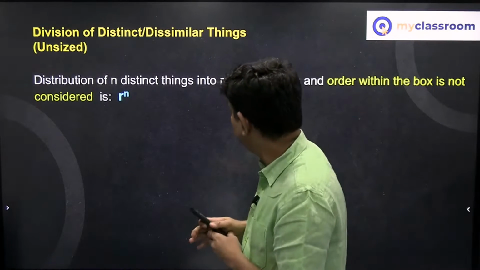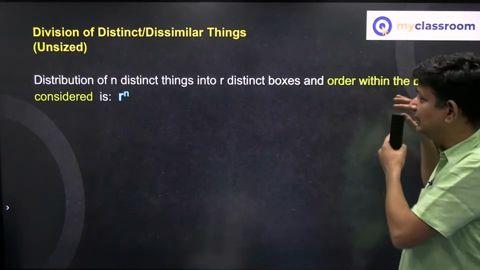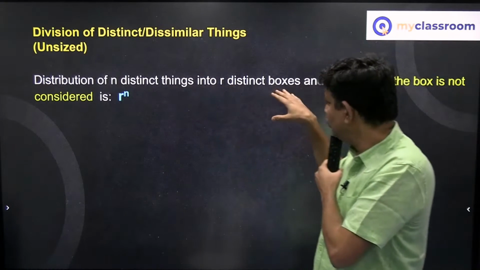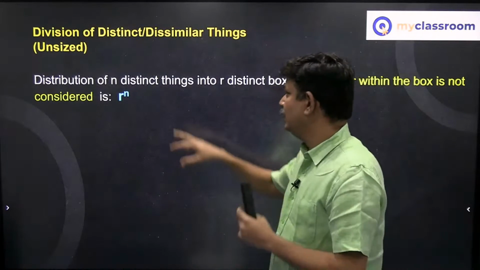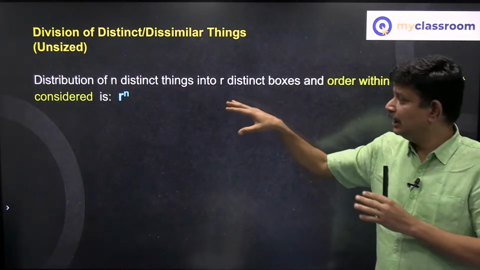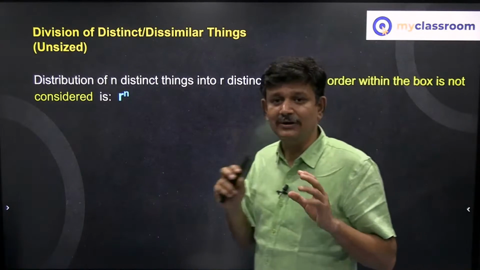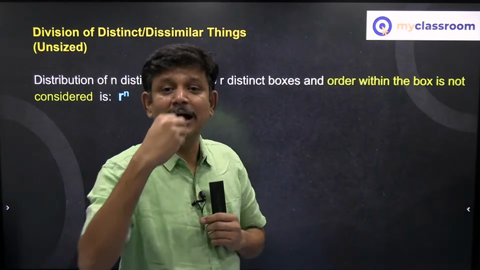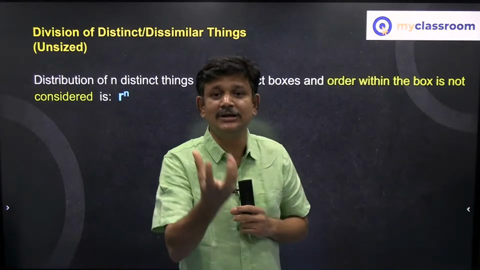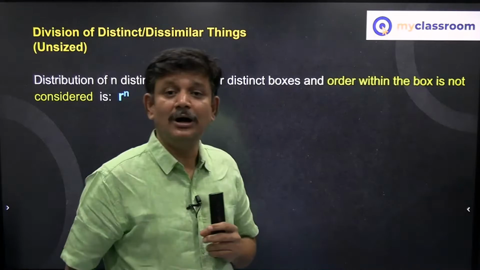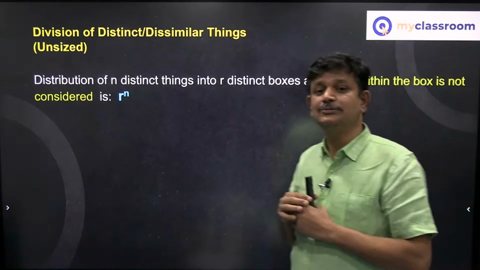Similarly, if you have to distribute n distinct things into r distinct boxes or persons, you can do that in how many ways? R power n. Order within the box will not be considered. It doesn't matter to a child in which order the chocolate is given. It simply matters to him at the end of the day how many chocolates he got and what all chocolates he got. So how many ways can that distribution be done?